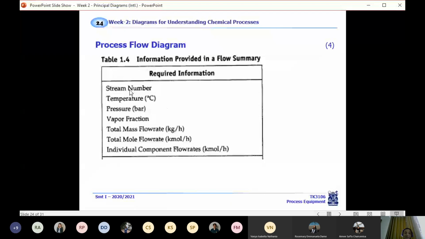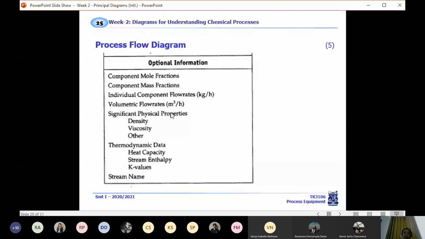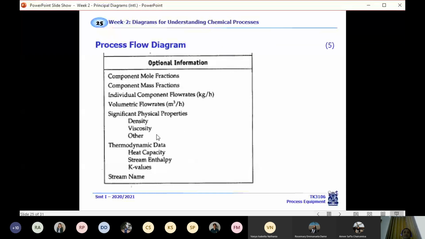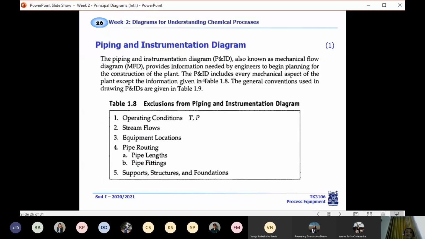In the process flow diagram, you will know about the stream number, and then in the table of the master heat balance, there will be information related to temperature, pressure, vibration, and so on. The mole fraction and mass fraction are optional. But the individual component flow rate should be provided. So this one is optional, it's not necessary to be provided.